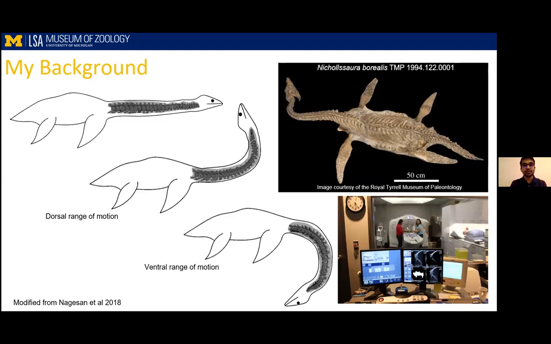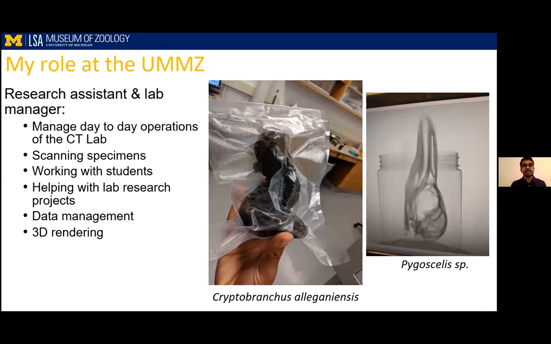It was this work that I would say set me up really, really well for my current position, which is that of a research assistant and lab manager at the UMMZ, University of Michigan Museum of Zoology, where essentially my day-to-day job is running and operating our CT scanner. So this really means I work with a lot of specimens from our collections, and I'm scanning them constantly. I'm working with our students, helping in research projects and doing a lot of data management and, of course, 3D rendering, all things that I'm going to talk about and get into.